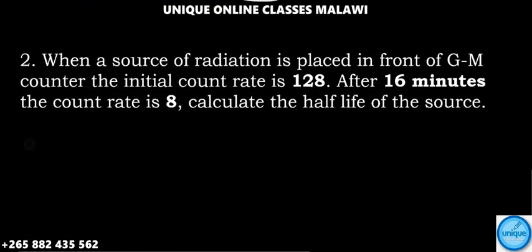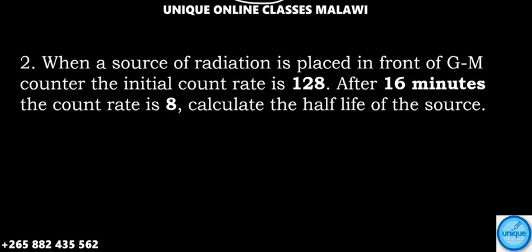The question reads, when a source of radiation is placed in front of a GM counter, the initial count rate is 128. After 16 minutes, the count rate was 8. We should calculate the half-life of the source.